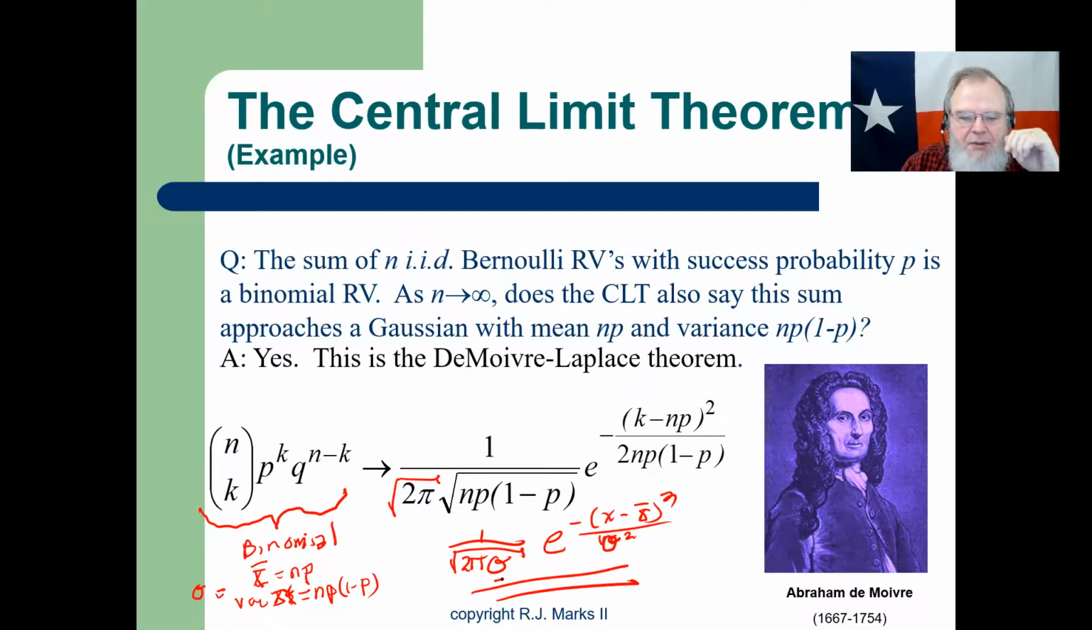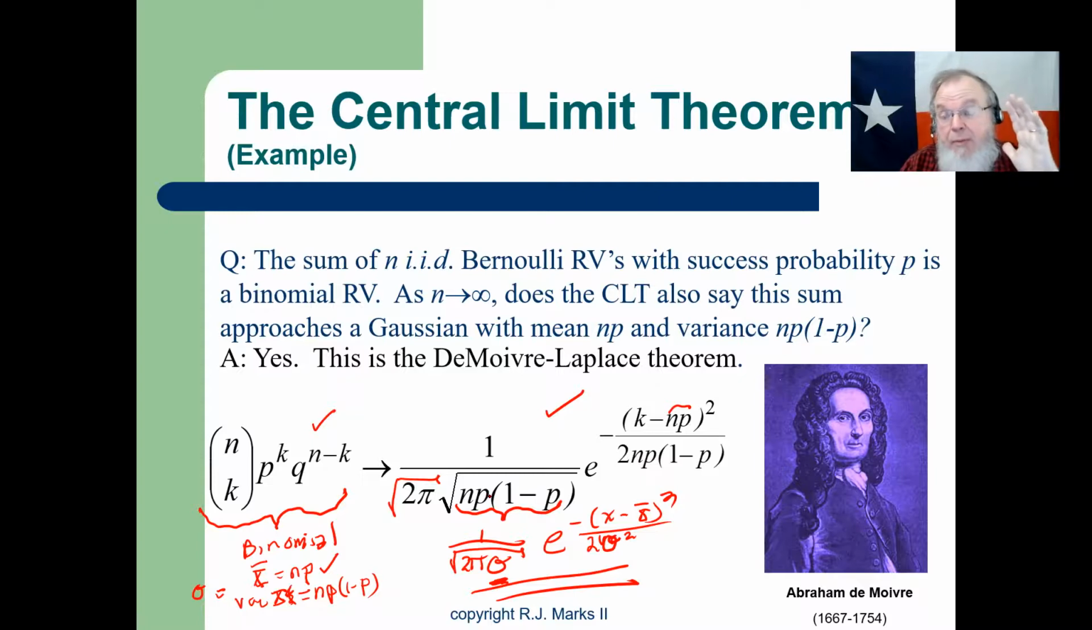So if we substitute sigma squared here, which is NP times 1 minus P, and if we substitute the mean here, which is NP, we get, I'm sorry, this should be 2 sigma squared. Then we should get 2 NP times 1 minus P. So this is, according to the central limit theorem, what the binomial should approach in terms of a Gaussian.